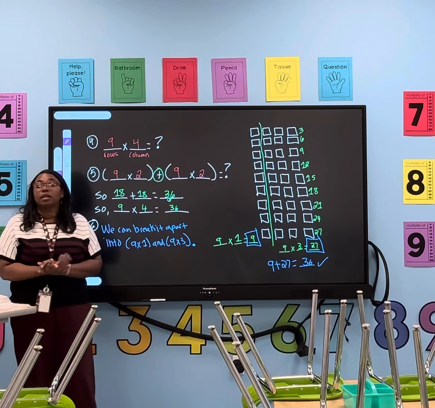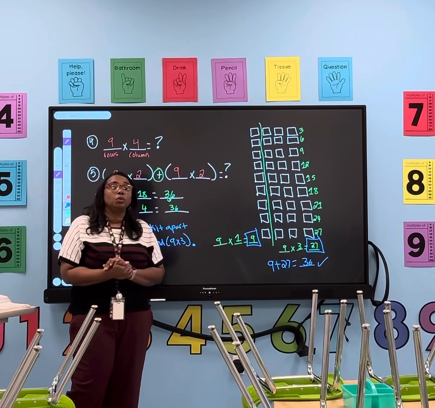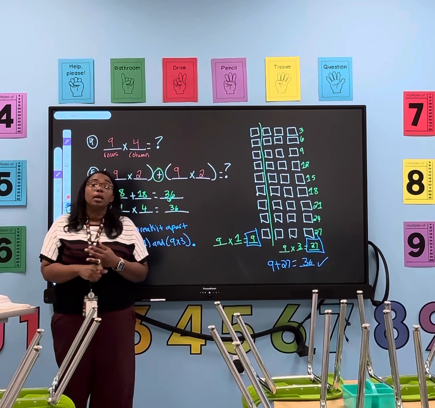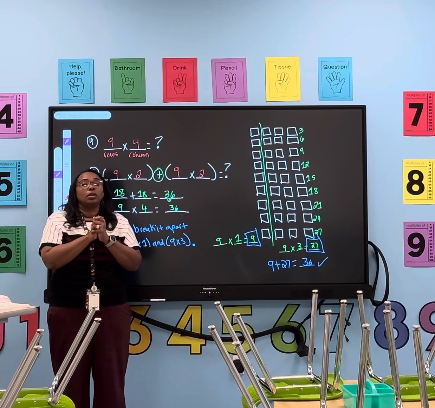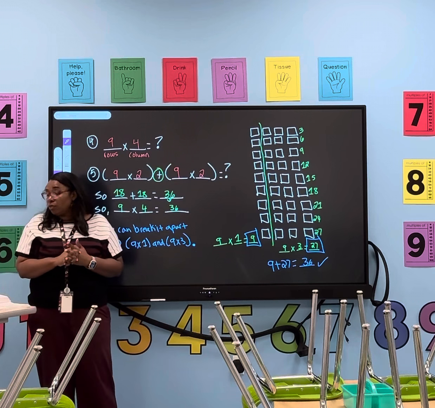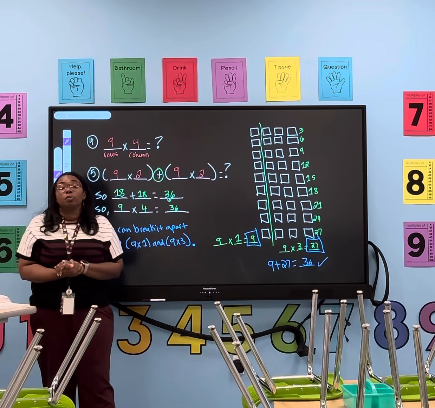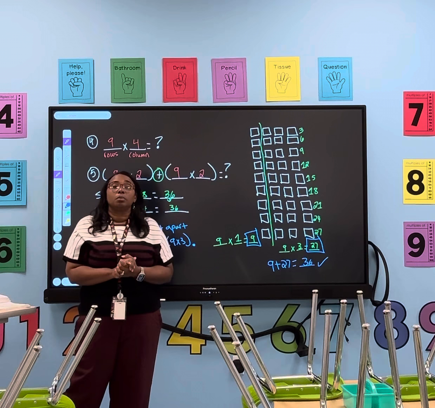Okay, so that was our lesson for today. Again, I want to make sure I reiterate that the strategies we worked on today were break apart, and also taking the array and turning it so that it'll give you easier numbers to skip count by. So that is it for today. Make sure you're practicing that skip counting, because remember, if you can skip count, you can multiply.